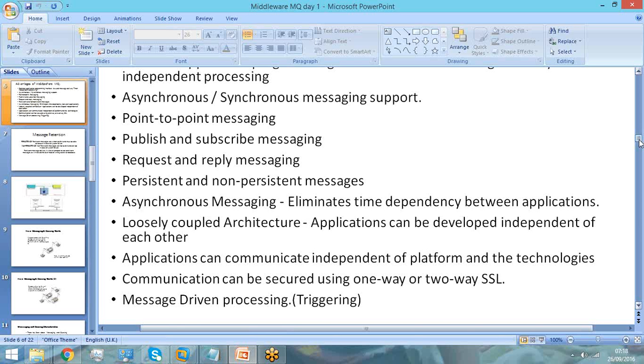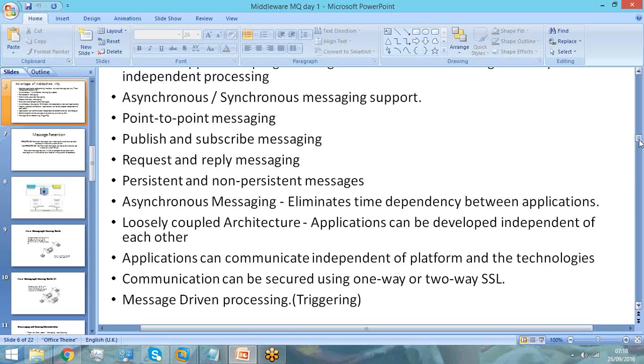Next one is that applications can communicate independent of platform. Platform independence is there because applications can be developed in different programming languages. They can be deployed in different operating systems as well. Heterogeneous platforms can communicate with MQ software. Okay, and another advantage is that it gives you more security.